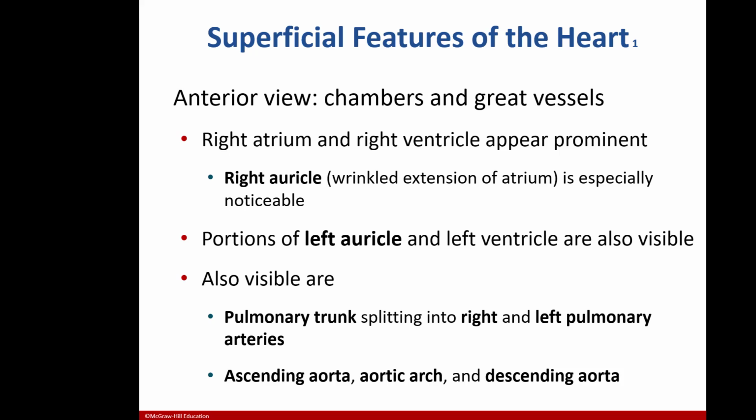The anterior view of the heart, the chambers and the great vessels. You'll see that there is the right auricle, a dog-eared appearing structure hanging from the external surface of the right atrium. Portions of the left auricle and left ventricle are also visible from this angle. Also visible are the pulmonary trunk that splits into the right and left pulmonary arteries, and you can also make out the ascending aorta, aortic arch, and descending aorta.